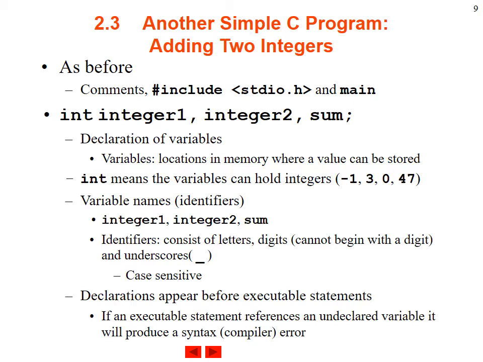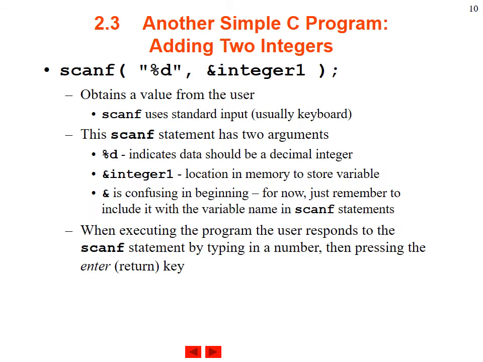Then a declaration of a variable should appear before an executable statement, right? So if you use integer1 before declaring it, you get a syntax error. Why? Because this will be an unidentified or an unknown variable. So you have to write it first, then you can use it after that. Right? Scanf, we explained this in the previous lecture. It takes from the standard input, which is our keyboard. So here it is taking two integers, one at a time after the prompt, right?